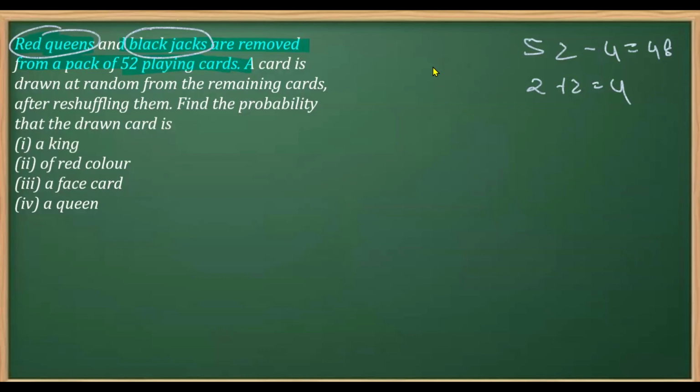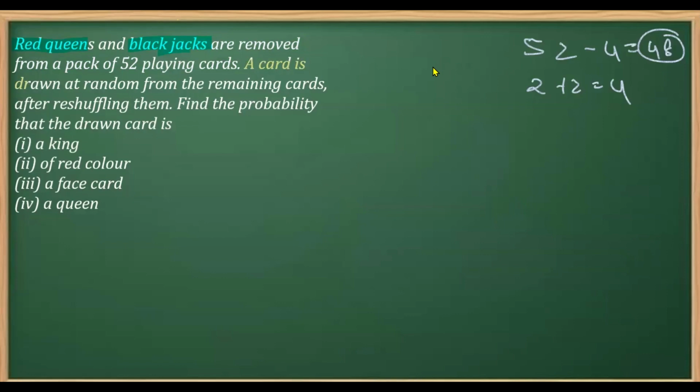I repeat, there are two red queens and two black queens. Similarly, there are two black jacks and two red jacks. So 2 plus 2, 4 cards are removed. So we are left with 48 cards. Now check as I read further. Let me highlight this again. Yeah, as I read further, what does it say?